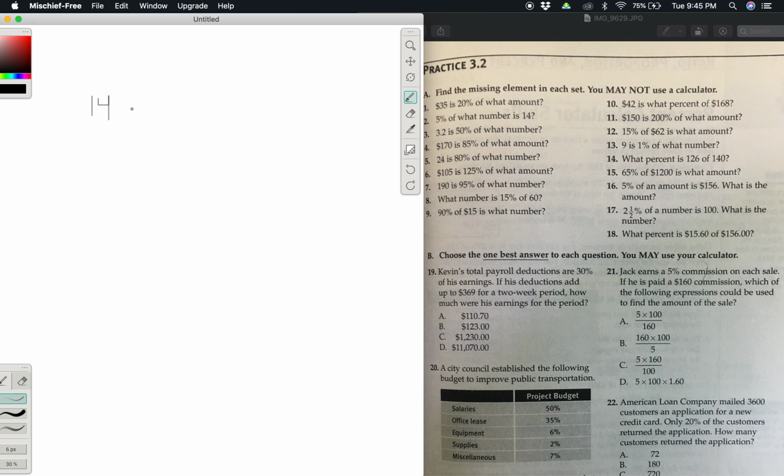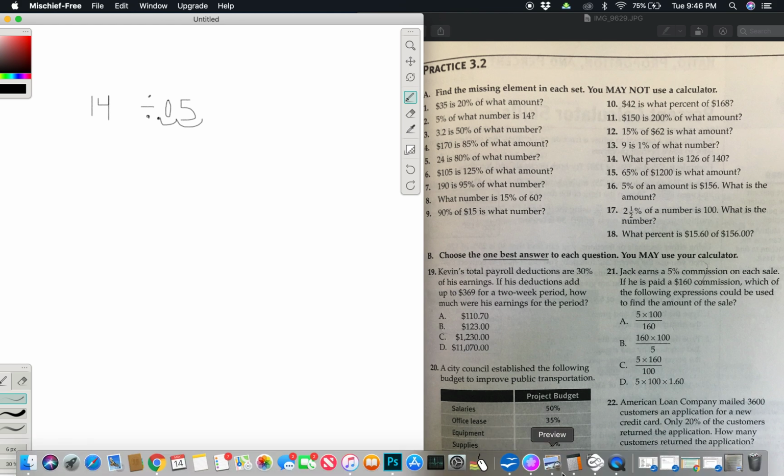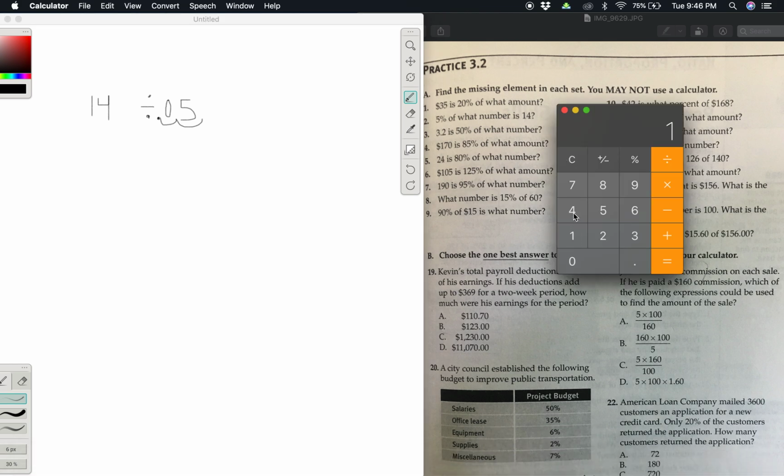Okay, so do part divided by 5%, which is the rate. Let's see. So remember, the assumed decimal point is right here. You need to move it over twice. Okay, so that will be the problem right there. New decimal place right there. So 14 divided by 0.05 equals 280. Easy enough.